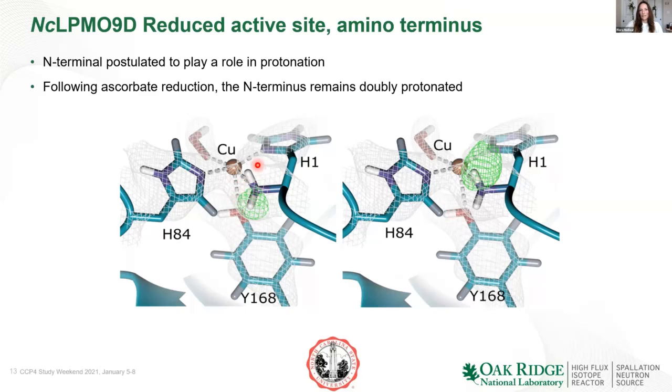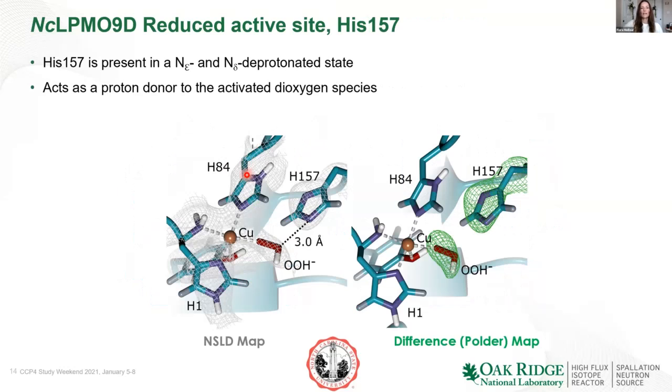And this NH2 group is unambiguously protonated at both positions. So the proton is not coming from the NH2. Now, we look at this second shell residue, histidine 157, and to our surprise, this histidine appeared to be doubly protonated at both the N epsilon and N delta position.